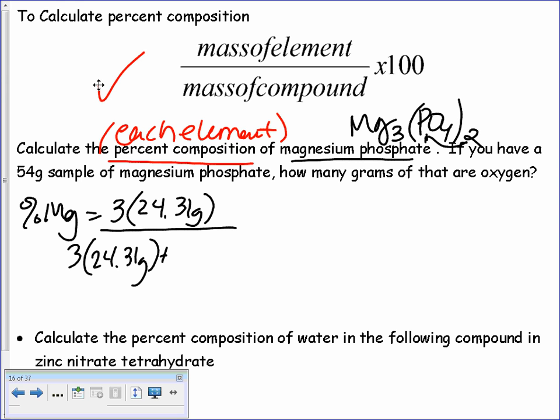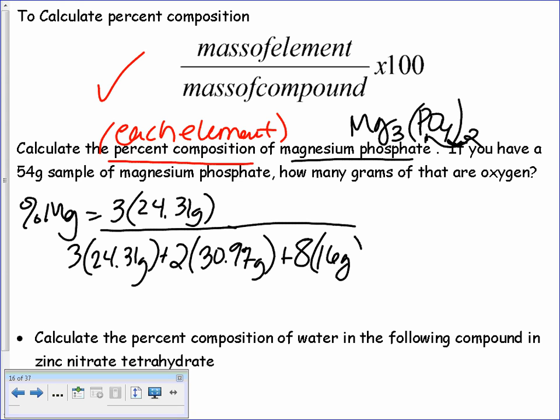So there's 2 times 1, so there's 2 phosphorus, which weigh what? 30.97 grams, plus how many oxygens? Yes, there are 8 because it's 2 times 4. So that 2 distributes in. So that's 8 oxygens, each weighing 16 grams. Okay, so everybody add this up on your calculator. Let's get that total mass. 3 times 24.31 plus 2 times 30.97 plus 8 times 16 is 262.87. So this whole thing down here is 262.87.